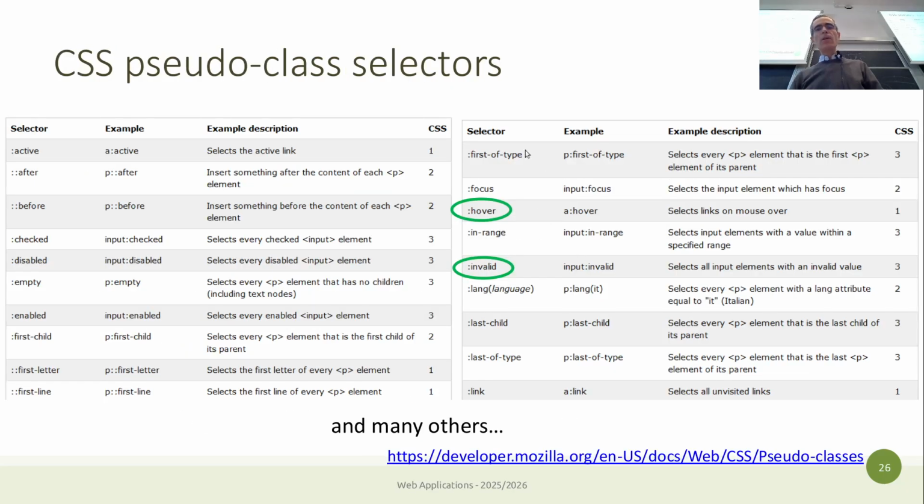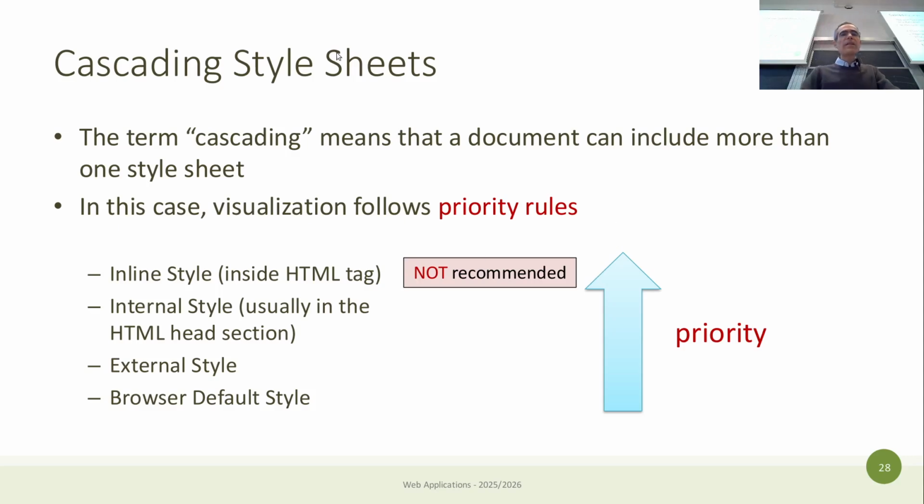Okay, so these are the pseudo selectors. I mean, you can play with them, but of course, we had not that much time. Cascading also means not only that you inherit properties over the tree, but the document can include more than one style sheet. The browser default style is already loaded in the browser. Basically, that's what we are seeing now in the example we have.